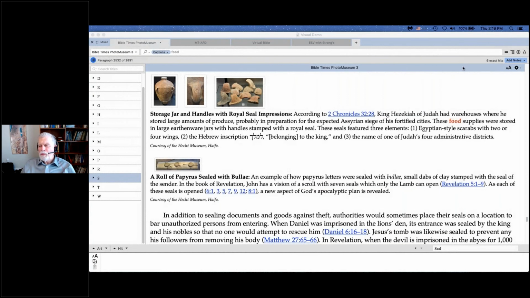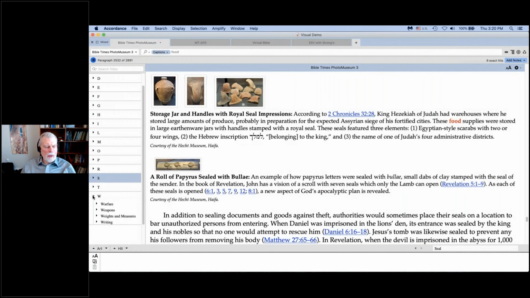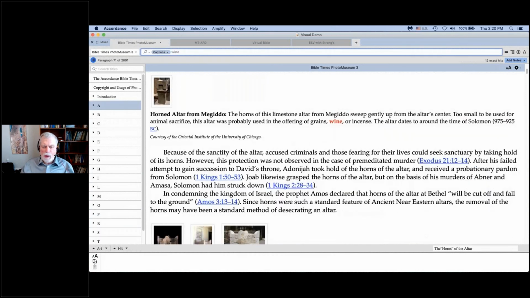Well, I was doing some searches in the captions for words like bread and wine and grapes, and I was finding specific things like that. Oh, thank you, Mark. Where would wine be under? Well, I just searched in the captions for wine. W-I-N-E. Okay, well, that's offerings. There's not too many of those.